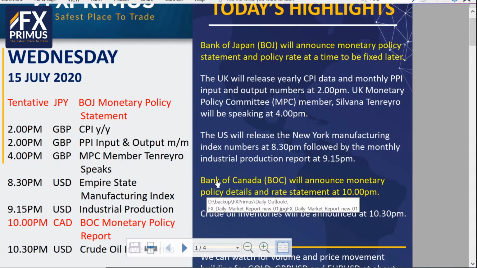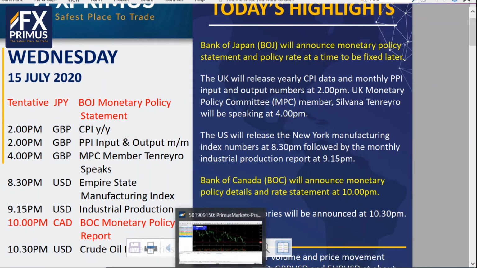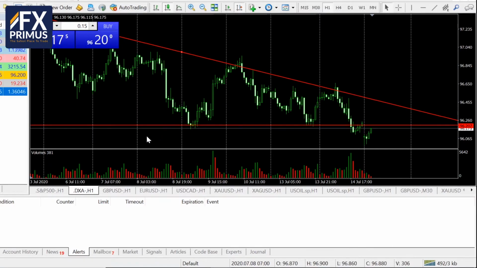So today we are going to be having some economic data coming out from the UK at 2 p.m., and towards the evening we will be having again some data coming out from the US, and of course if you're trading the Canadian dollar, we will be having the Bank of Canada's monetary policy report. Okay, so let us start off with the US dollar index.